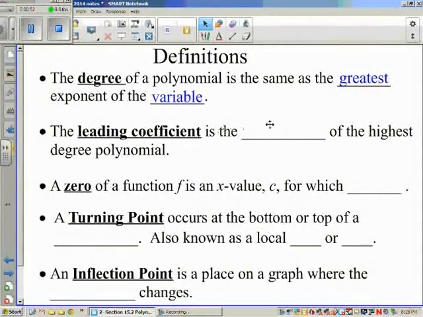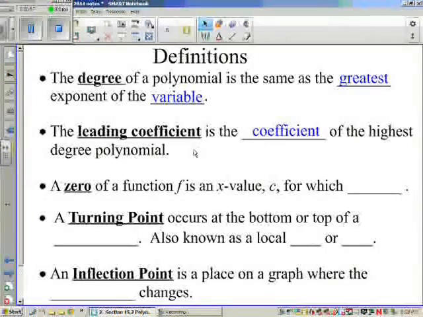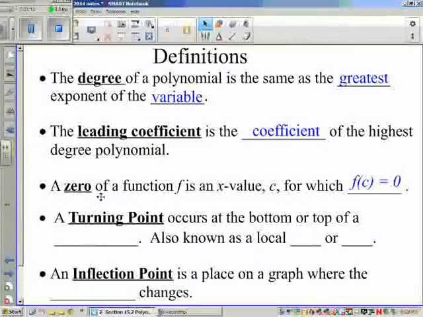The leading coefficient is the coefficient of the highest degree term in the polynomial. A zero of a function f is an x value, and we'll usually call it c, for which f of c makes the function equal 0. So we're not inputting a 0, we're getting out a 0, or an x-intercept.